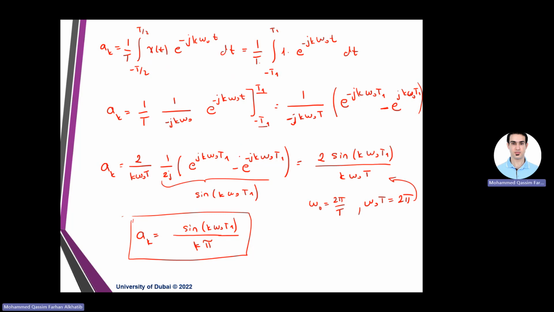And using Euler's identity backwards, you have two exponents with a difference between them, so that will lead to a sine. So these two terms here will lead to the sine function. Then you will have 2 sine k omega naught t1 over k omega naught T. And you can substitute omega naught as 2 pi over T, so they will cancel each other, and that's the final expression: sine k omega naught t1 over k pi, and that's what we call a sinc function.